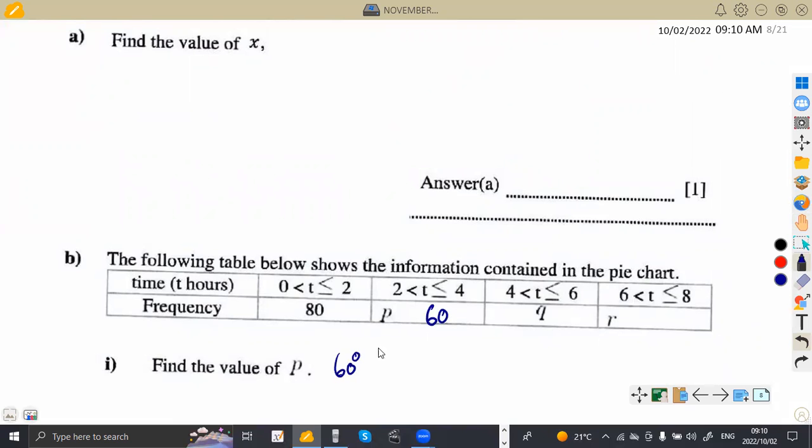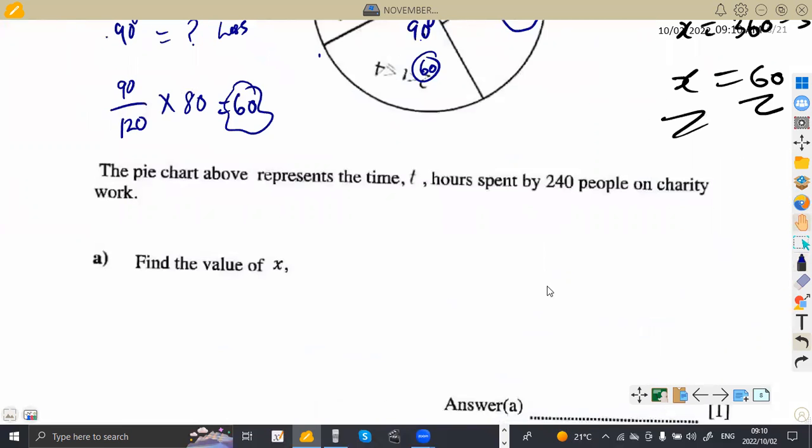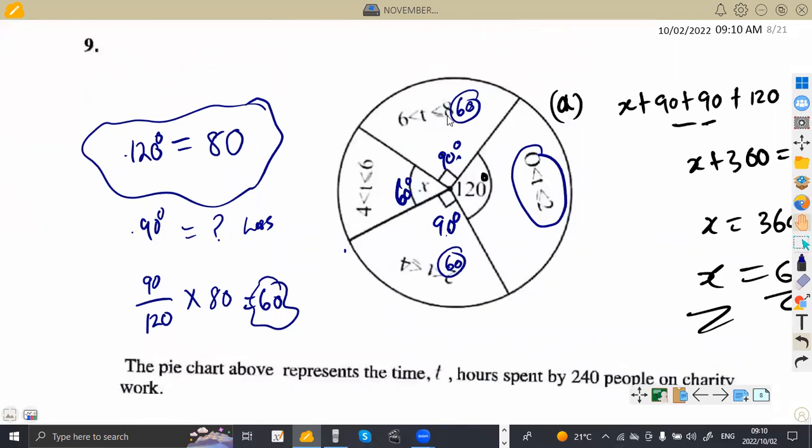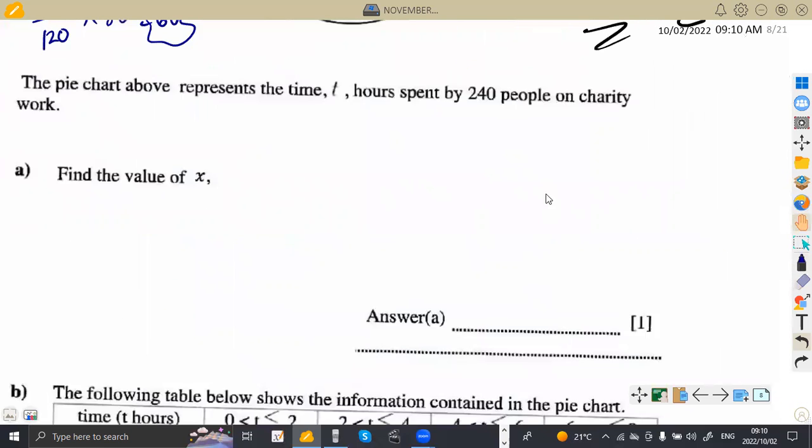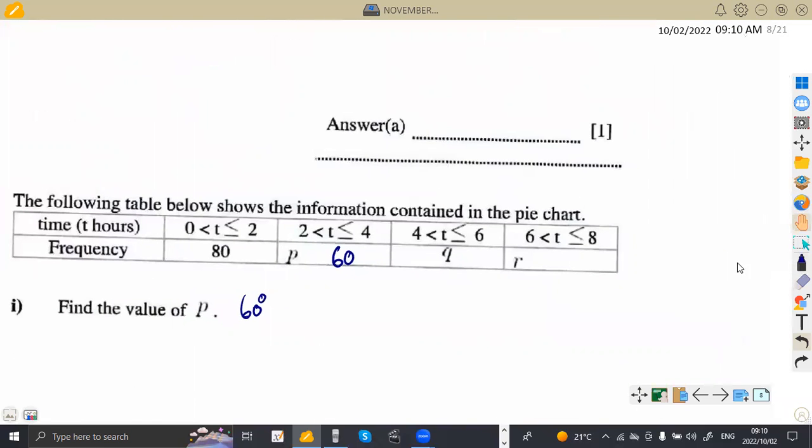All right, 60 here. But remember, P, which is from 2 to 4, corresponds with 6 to 8. So for 6 to 8 also it is the same. 6 to 8 here is the same. It's also 60. All right, what about Q?